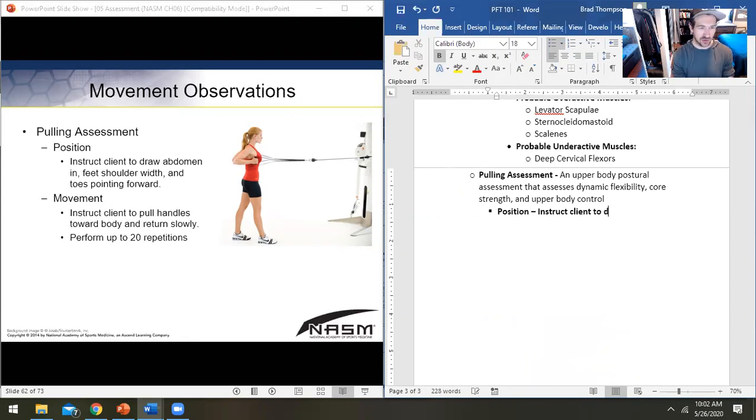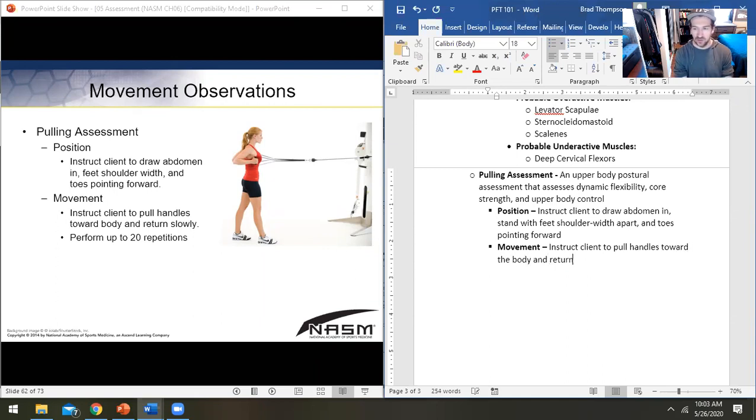Instruct client to draw abdomen in, stand with feet shoulder width apart and toes pointing forward. Your movements, same concept. Instruct client to pull handles toward the body and return slowly.